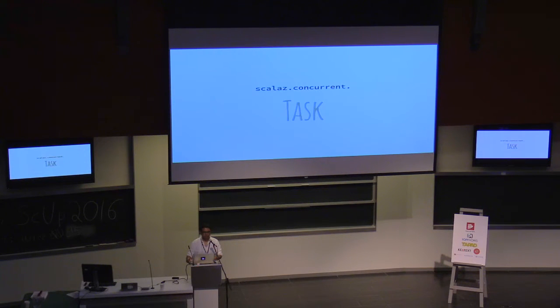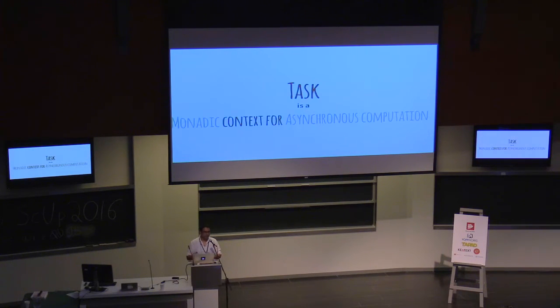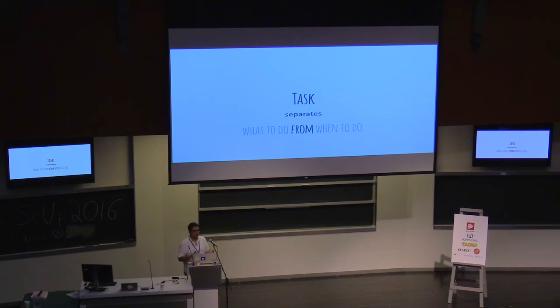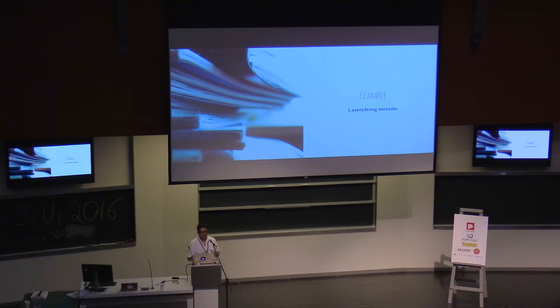Next, we'll talk about Task from ScalaZ. A Task is a purely functional structure. It can declaratively specify a sequence of instructions to be executed. So in essence, it creates a monadic context for performing asynchronous computation. You can think of it as a better Future which has some notion of error handling. But the one key distinction with the Scala Future is that it separates what to do from when to do it. Just to give you an example, let's say that we have to design a missile launching system today here, but we're not going to launch that missile now, but we'll be launching it in the future.